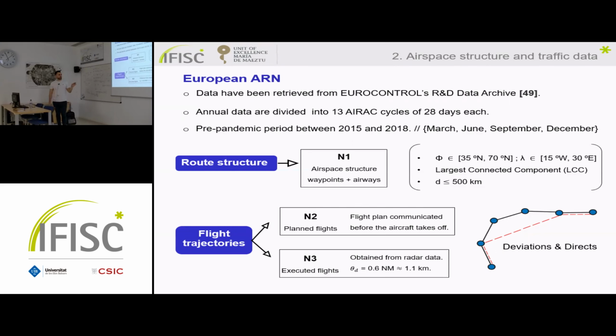As a final remark, let me mention that the network resulting from the underlying route structure, here plotted with black lines, and the one resulting from flight trajectories might not be the same, since in this second case, trajectories are subjected to possible deviations and they can form new links.